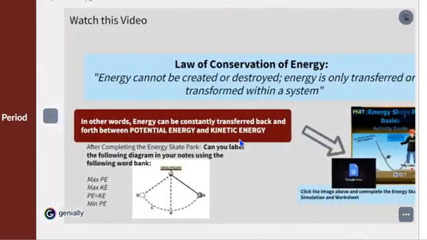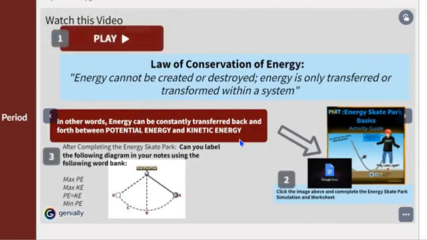So thus far, you should have completed in your Freyer model notes yesterday the PhET simulation over the energy skate park. I hope that you understand the law of conservation of energy states that energy cannot be created or destroyed. Energy is only transferred or transformed within a system. So as we move from potential energy to kinetic and from kinetic back to potential, those totals must sum or add up to 100% of the total energy available.